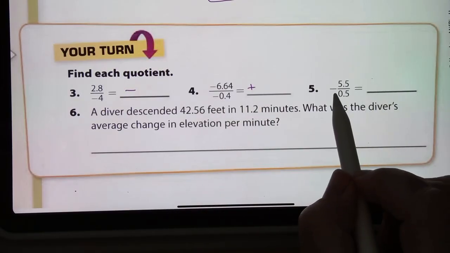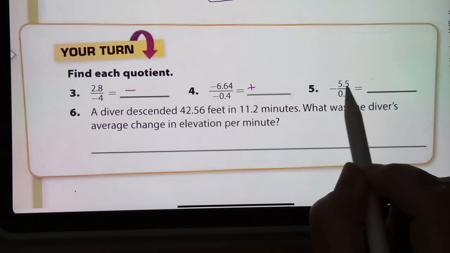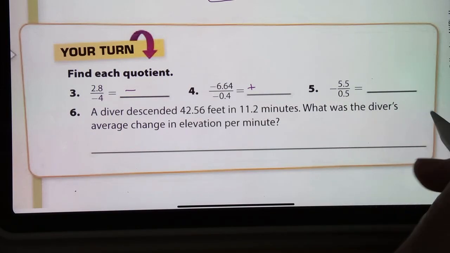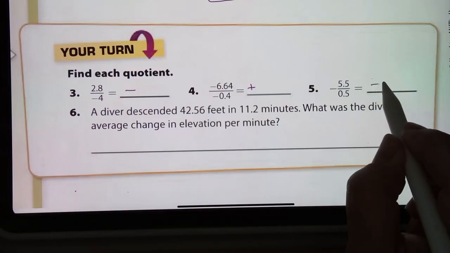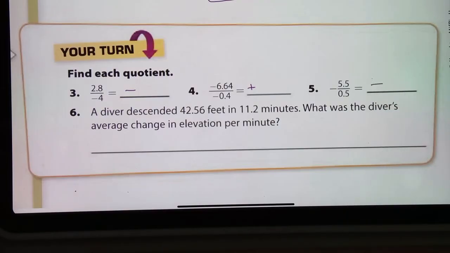And this is 5.5 divided by 0.5, but it's the negative of it. So my answer is going to be negative. Go ahead and find out your answers. Come back and check.